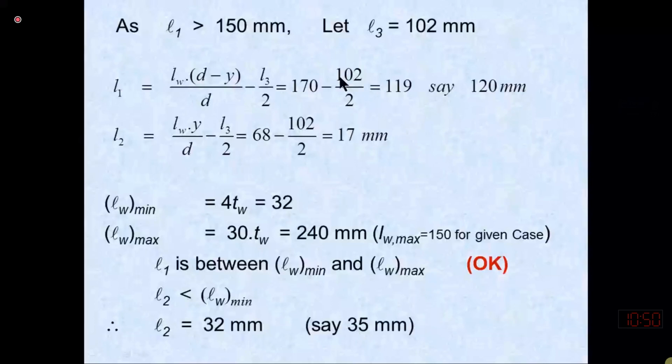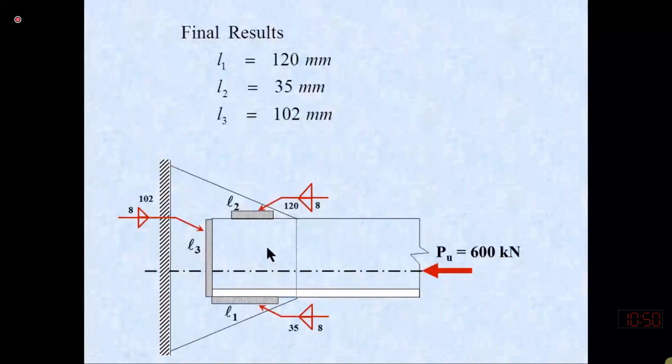So this weld is 120, but this weld is 35. Yes, so L1 is provided. So the gutter plate will start at the edge. This simply indicates the thickness of the weld is 8 millimeter, and the length of the weld is 120. And I have shown this triangle on both sides.